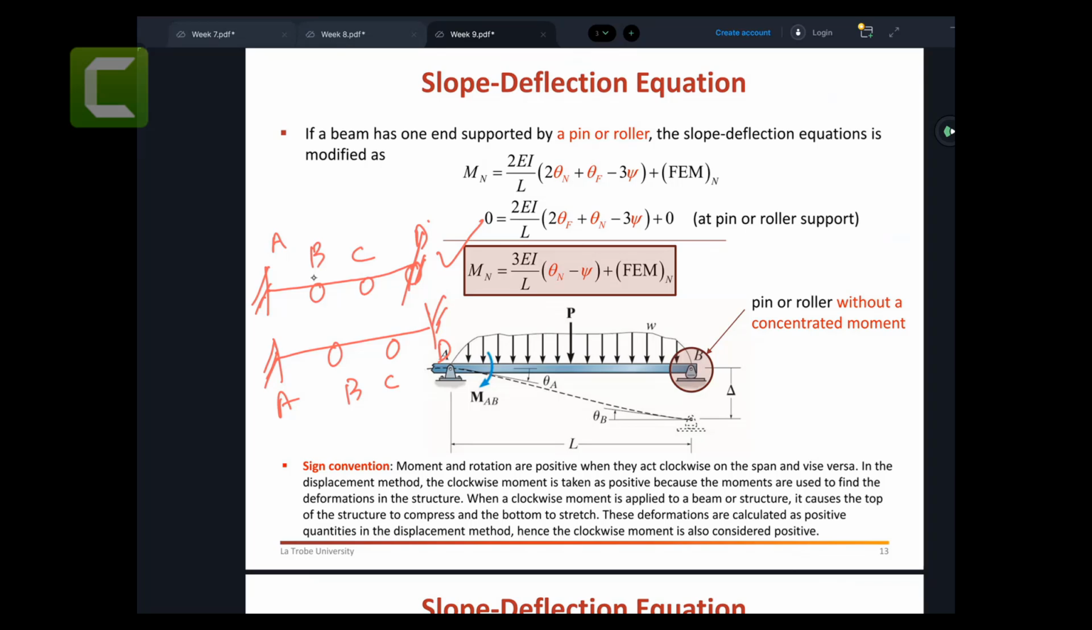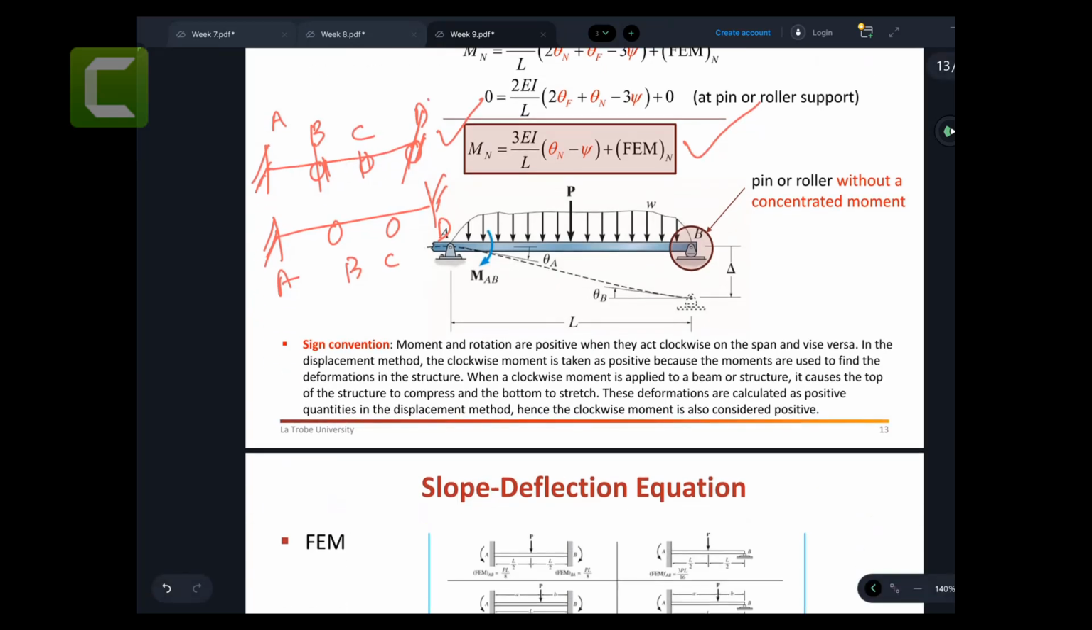All the internals you can fix. You can go with hammers and so on, put the plates and restrain all these, and make it a kinematically indeterminate structure. But the very end, you can't do it. So for that case, there are different equations that you can use when your far node is a pin or roller. We are going to use these equations in the examples.